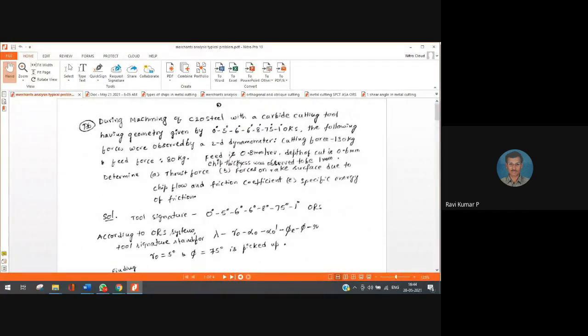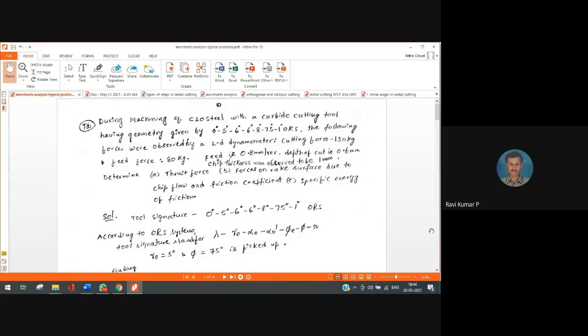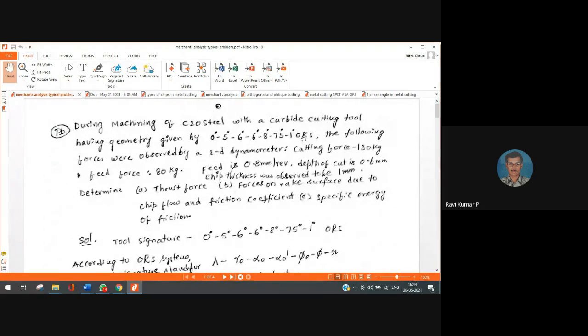So, do you remember what I have done in this case? Look, this is an ORS tool, a tool with orthogonal rake system. You may remember this problem. I have to identify what are the important angles. Here, what is zero? Inclination angle or back rake is 0, right? 5 degrees is my orthogonal rake angle. 75 degrees is my plan approach angle, right?